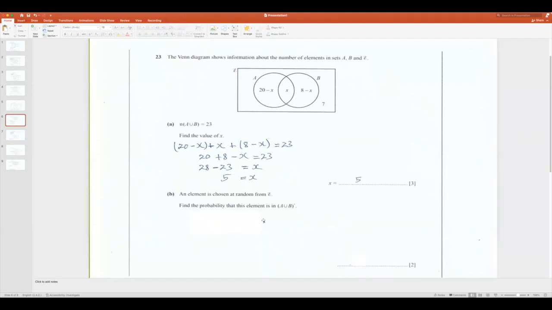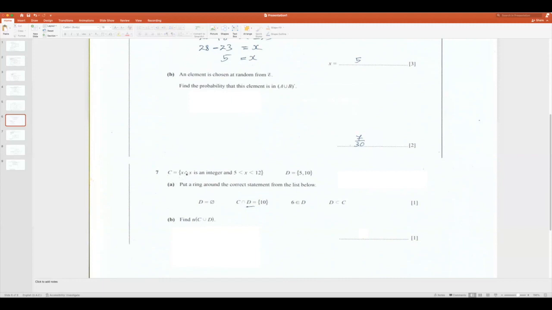An element is chosen at random from the universal set. Find the probability that this element is in A union B dash. A union B dash means outside. So this is 7, and the total is 23 plus 7, 30. 7 over 30 is the answer.